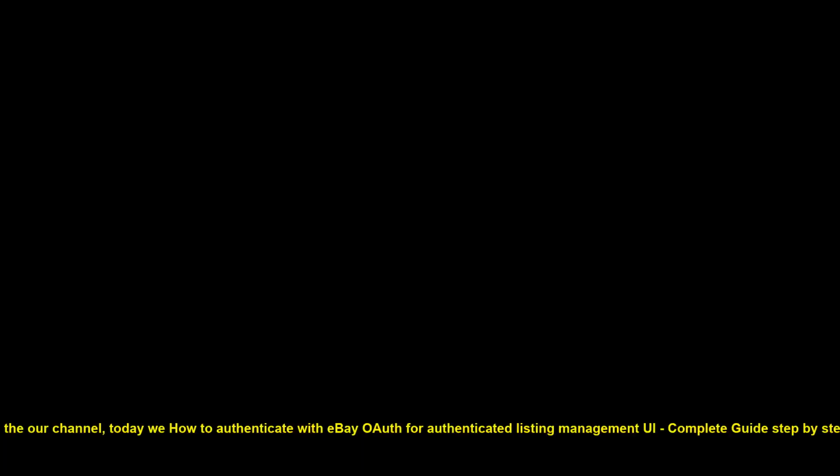Today we'll show how to authenticate with eBay OAuth for authenticated listing management, a complete guide step by step. To authenticate with eBay OAuth for authenticated listing management, begin by creating an eBay developer account. Navigate to the eBay developer program website and sign up if you haven't already.